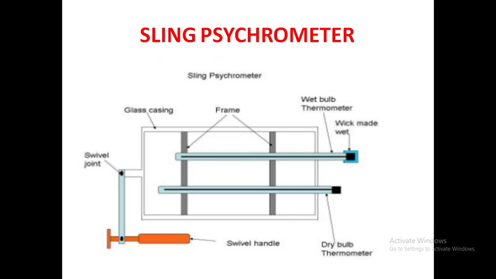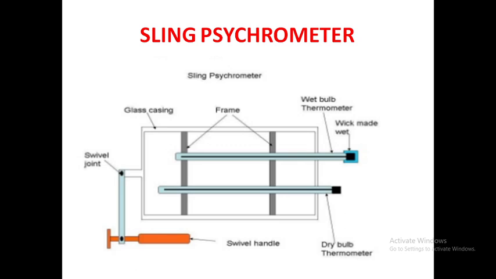Operation about this experiment. In order to measure dry bulb and wet bulb temperature, the psychrometer frame covering the thermometer arrangement is rotated at velocity 5 meter per second to 10 meter per second to get the necessary air motion. The thermometer whose bulb is bare and in contact with the air indicates the DBT, that is dry bulb temperature.